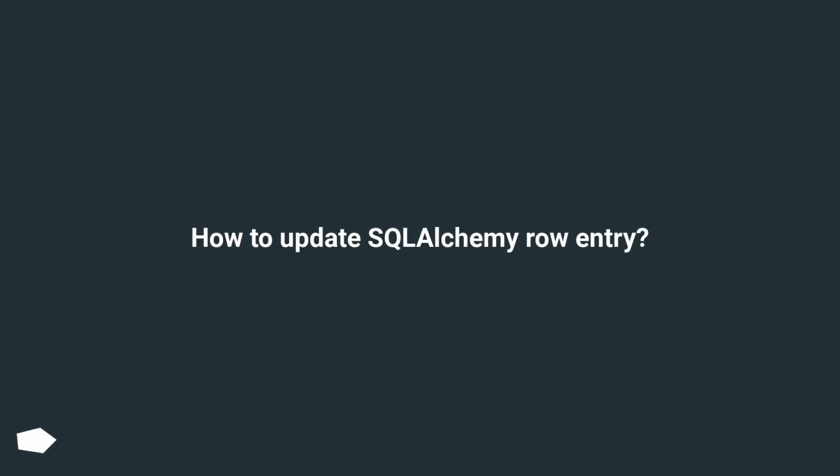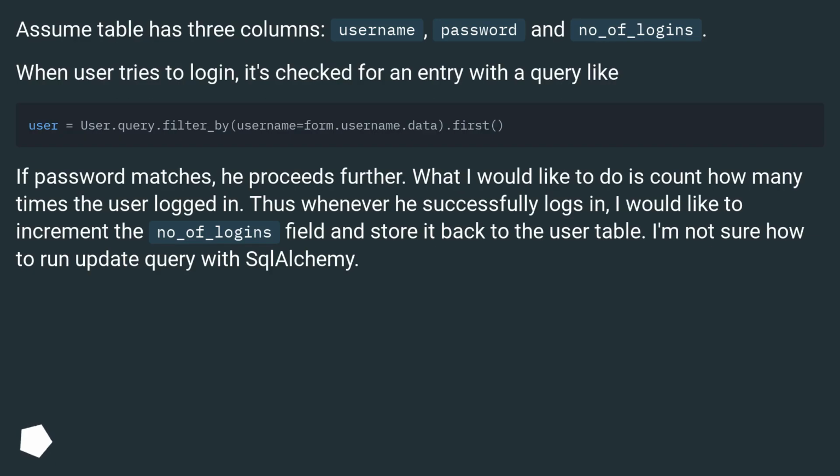How to update a SQLAlchemy row entry? Assume the table has 3 columns: username, password and no_of_logins. When a user tries to log in, it's checked for an entry with a query like this. If the password matches, he proceeds further.